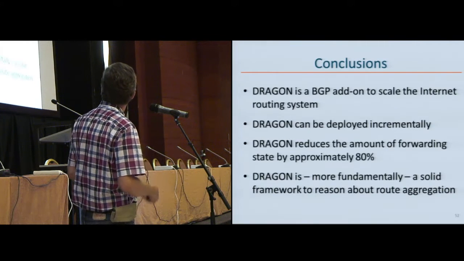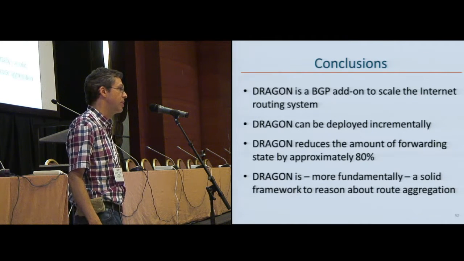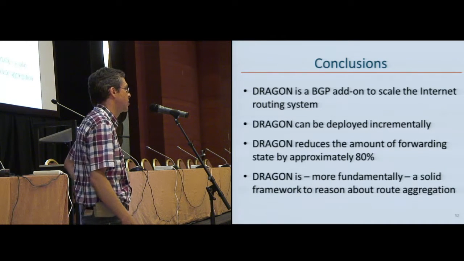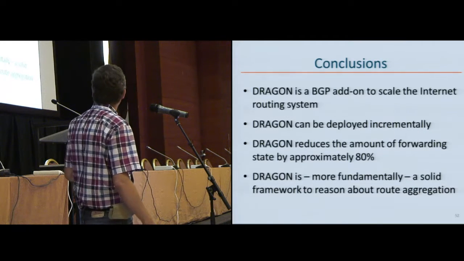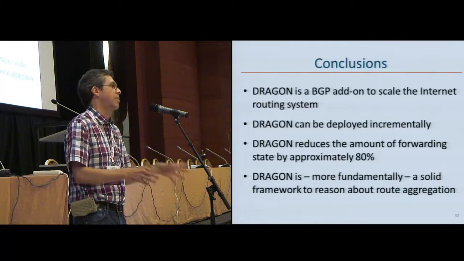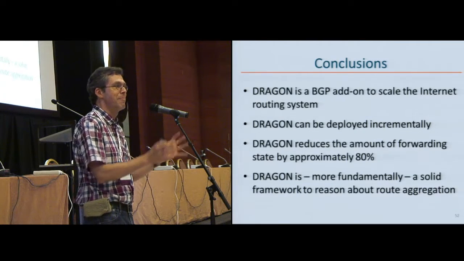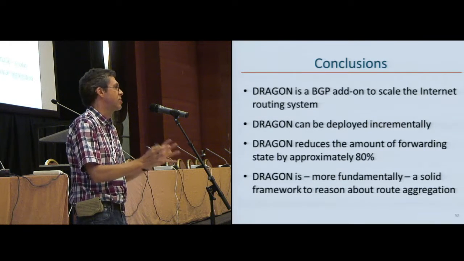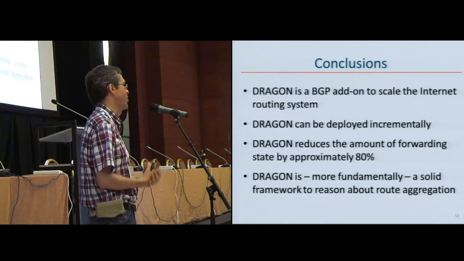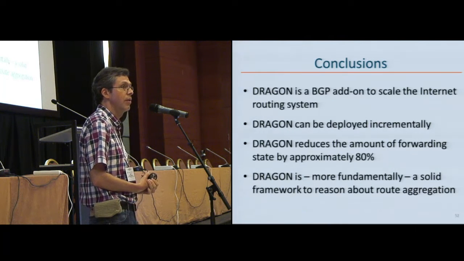In conclusion, Dragon is a BGP add-on to scale the internet routing system. Dragon can be deployed incrementally in today's internet. It reduces the amount of forwarding and routing state by approximately 80%. But from my point of view, Dragon is, even more fundamentally, a solid framework to reason about route aggregation. It is based on solid theory on routing that identifies routing as done in BGP as having two components, a selection and the propagation of routes from one node to the other. So this is based on a solid theoretical framework, which should provide a way to reason about route aggregation. Thank you. I'll accept any questions, of course.